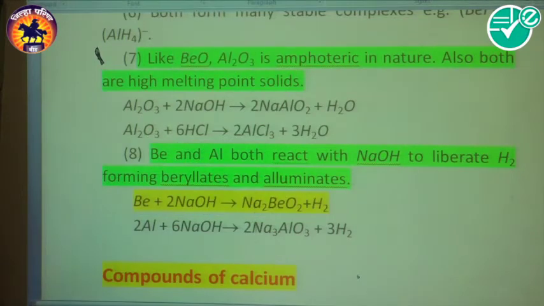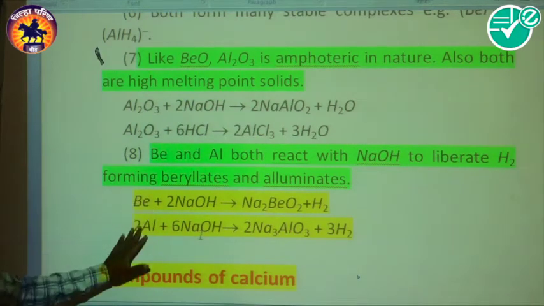Okay, this is sodium beryllate, this is aluminate. So this is all about the compounds of the diagonal relationship of beryllium and aluminium.